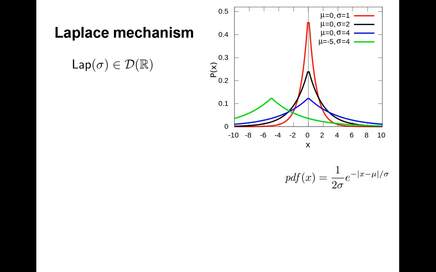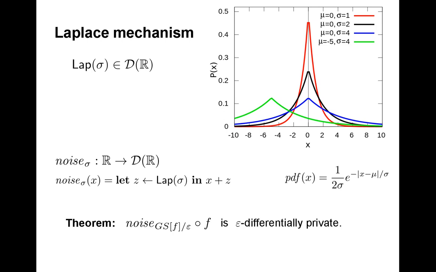And we know that there is this Laplace mechanism for making a finitely sensitive function differentially private. And this works by postcomposing the function with a noise addition. So we here have this noise addition function, which samples a value from the Laplace distribution with parameter sigma and adds it to the given value. And we make F differentially private by postcomposing it with noise, where this argument sigma is proportional to the global sensitivity of F and inversely proportional to epsilon.